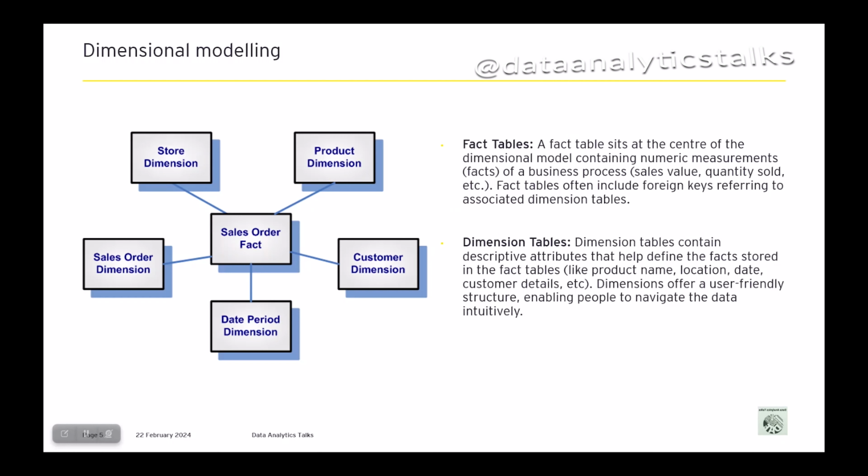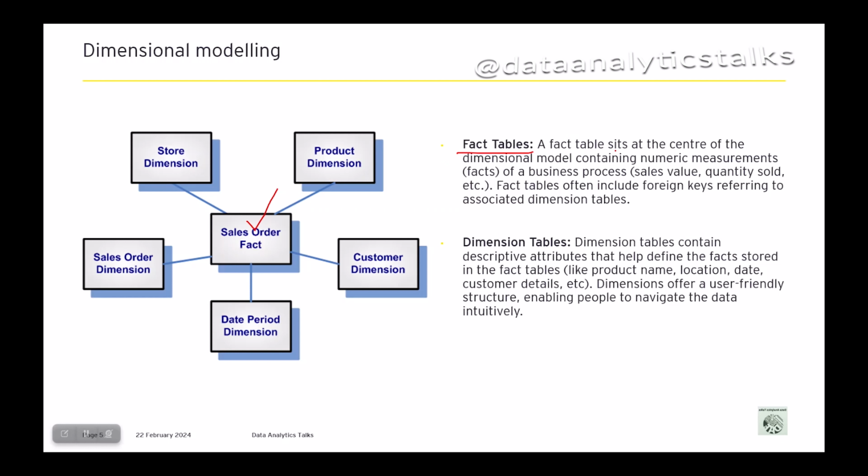So in the dimensional model, there are two types of tables, fact table and dimension table. Look at the diagram, you can understand. It is basically the central table, that is the fact table. Then we have other dimension tables related to the fact table, right? The fact table is carrying foreign key relationships from the dimension tables.